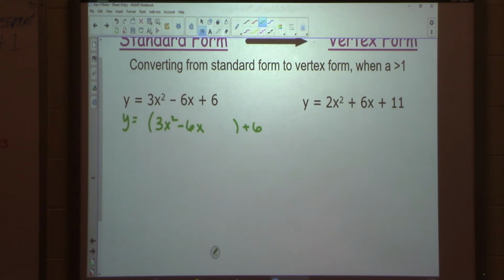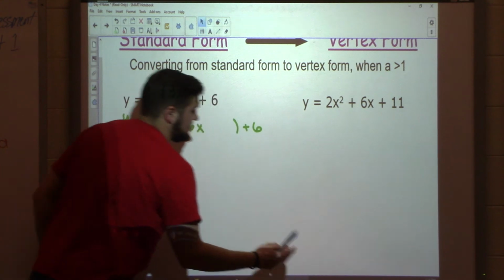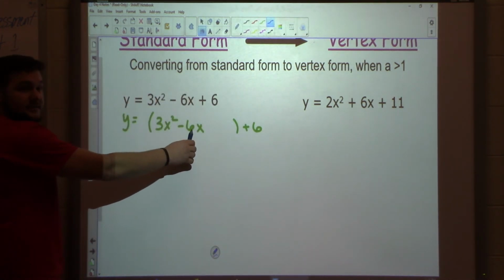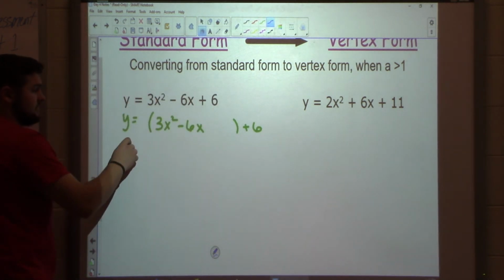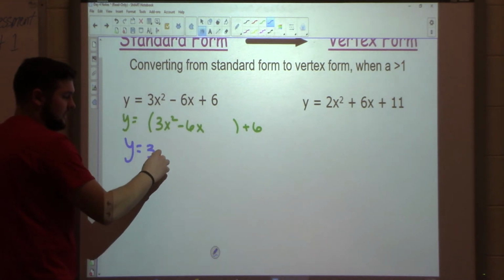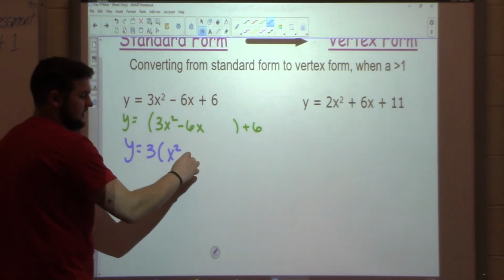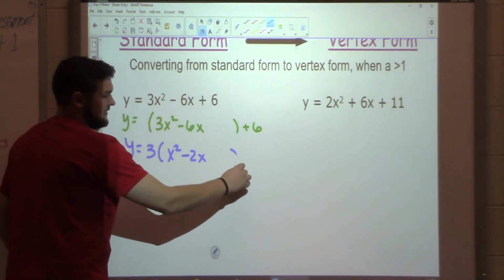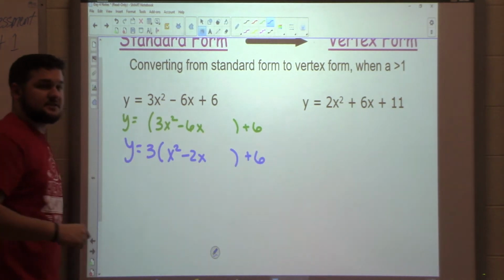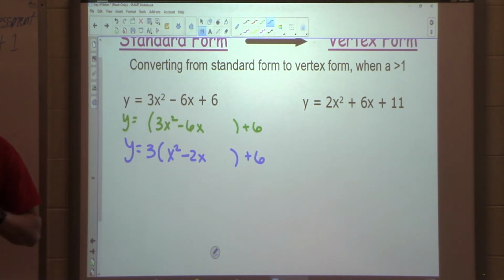Okay? Now, in order to complete the square, I want my x squared term to have a 1 in front of it. To do that, I have to take a GCF out. Well, I'm going to take a 3 out of both 3 and 6. So it becomes y equals 3 times x squared minus 2x, leave a space, plus 6. Do we all follow that part?